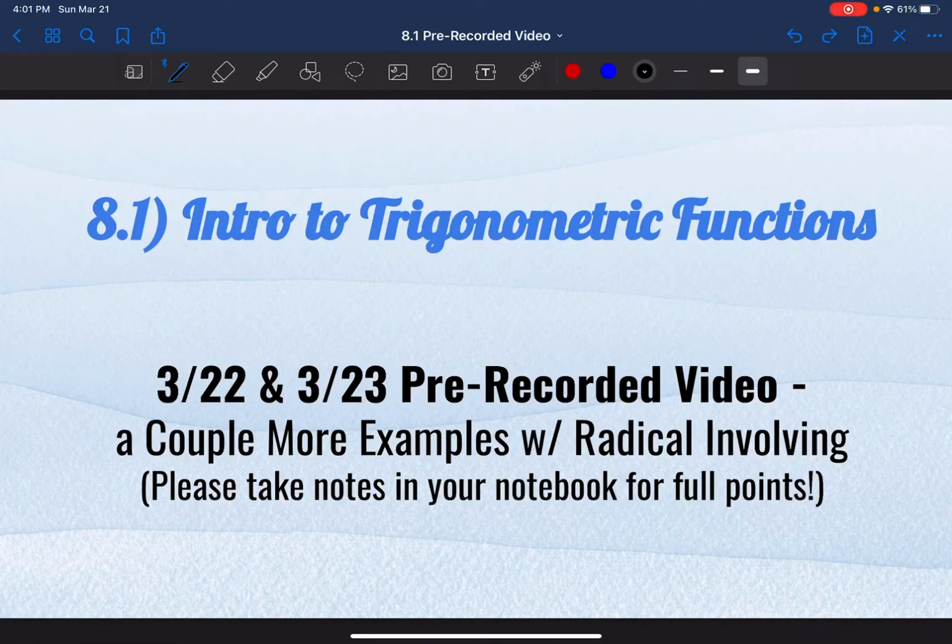Guys, so in this video I'm just gonna go over 3 more examples about the trig functions, but that involves radicals, which is a square root. So please take notes. I'm just gonna go over 3 more examples, so you should have 3 examples in your notebook for full credit, okay? So make sure you guys have everything in your notebook.